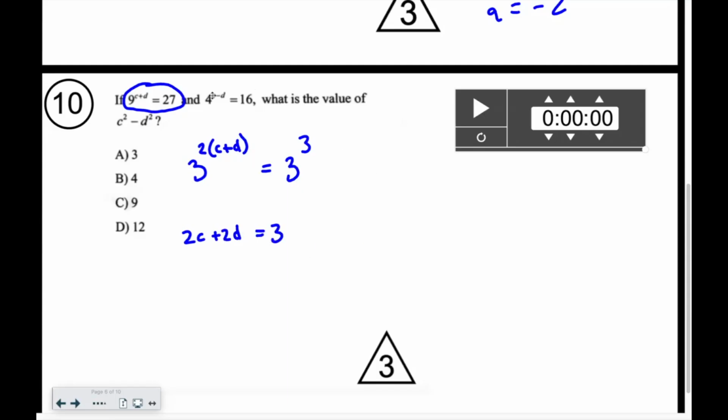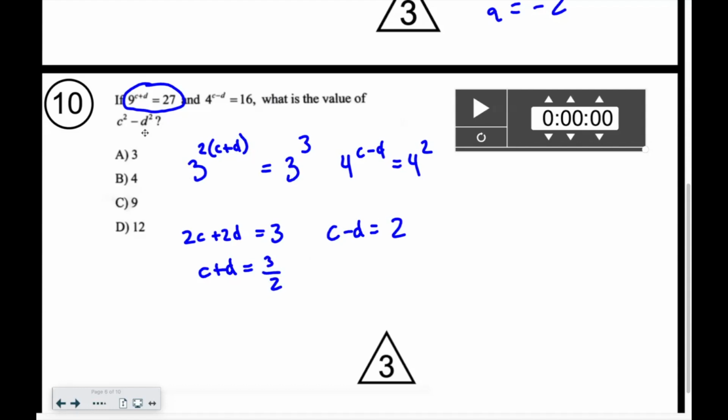And then if I look at the other one, well, this one's a little easier. 4 to the c minus d. 16 is just 4 squared. So c minus d is equal to 2. This equation, I'm just going to divide by 2. So I get 3 over 2.